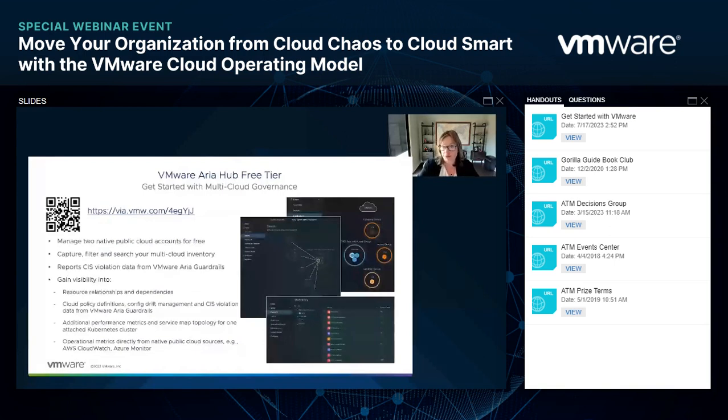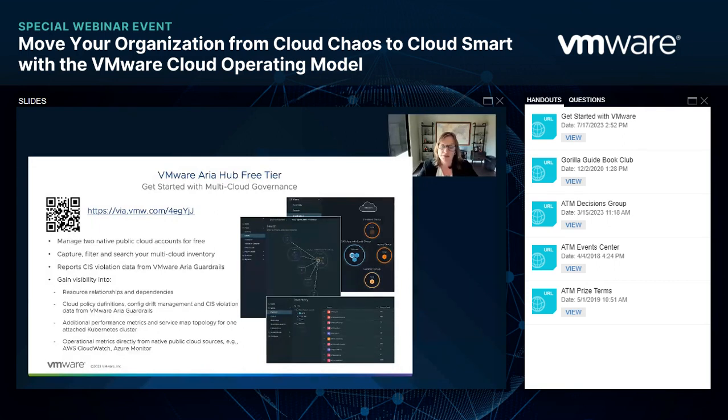What we would really love for you to do as an outcome of this session is to go and try ARIA Hub free tier yourself. Now, you don't have to be using vSphere, and you don't have to even be using any other ARIA solutions. The Hub free tier allows you to add 2 native public cloud accounts, whether it's Azure or AWS or GCP, and it will map and create an inventory of all of the objects in that account.